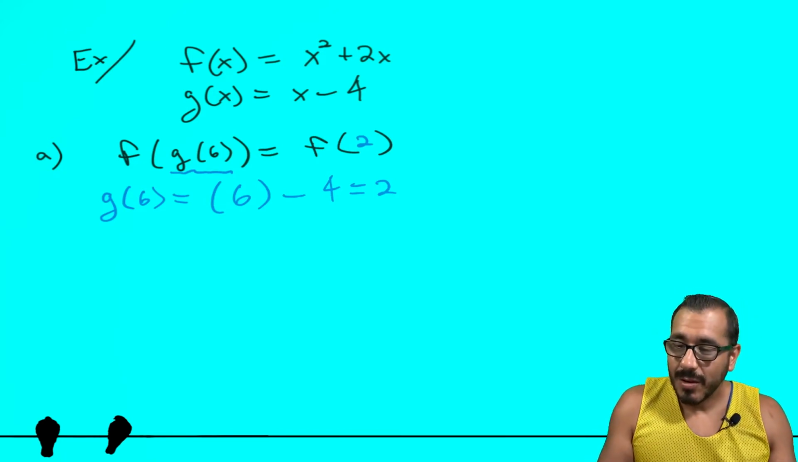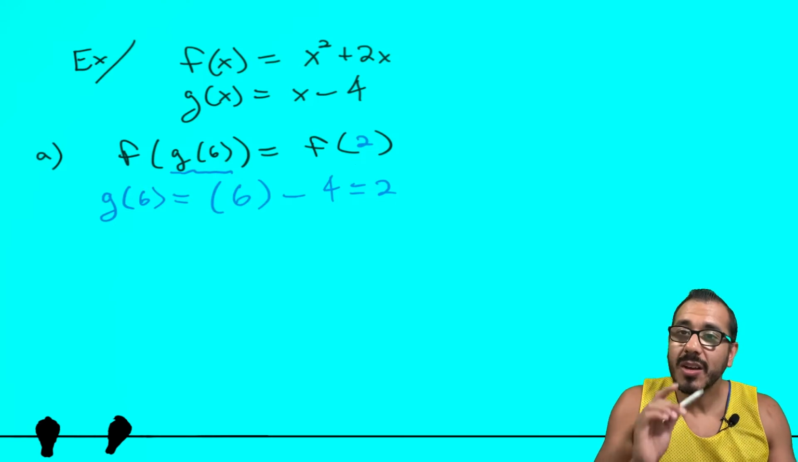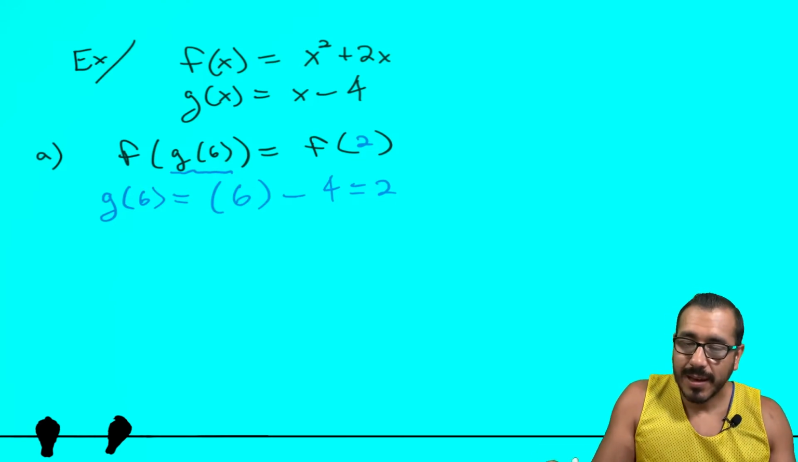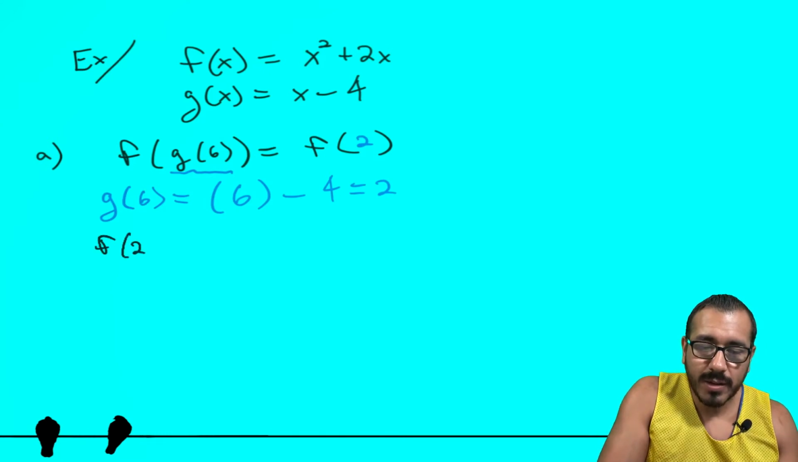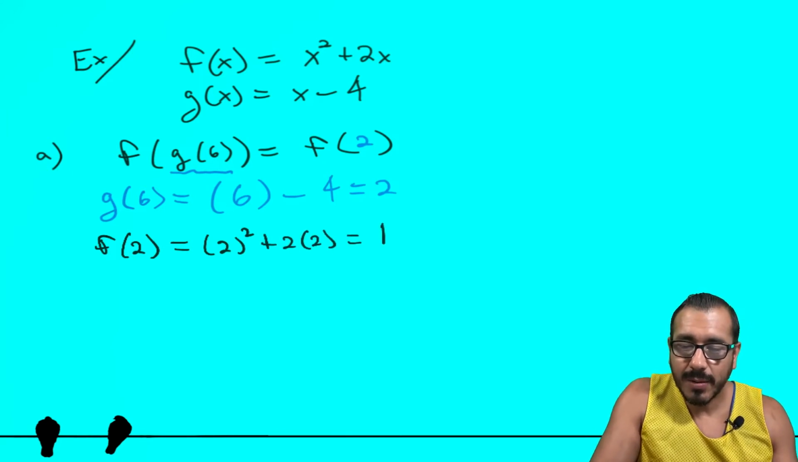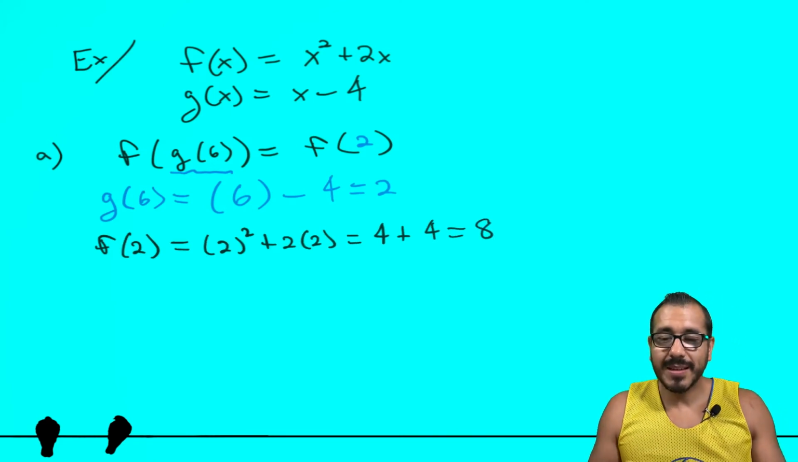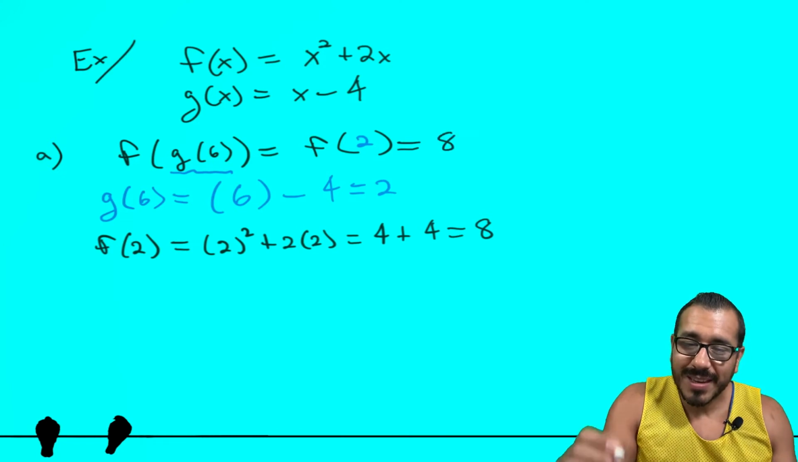Now we're going to take our function f, and wherever we see x, we're going to plug in 2. So let's do that now. We take f and plug in 2, and we get 2 squared plus 2 times 2. And so we end up with 4 plus 4, and end up with 8. Just that easy. So our final answer here is 8.